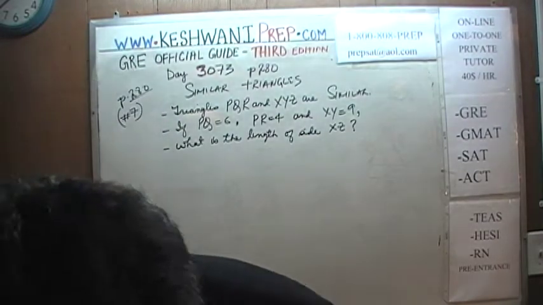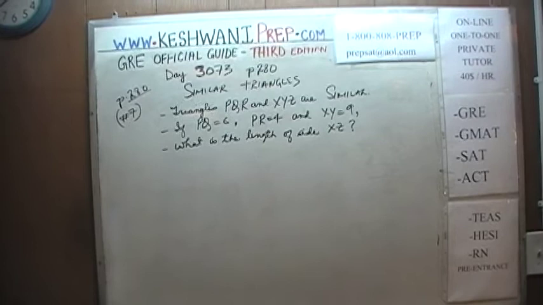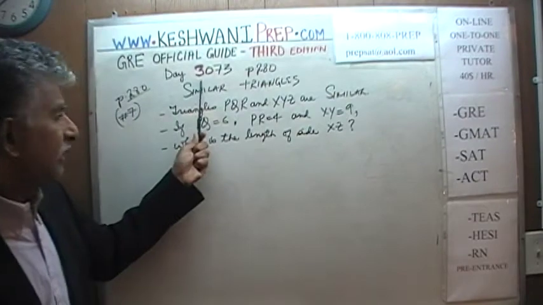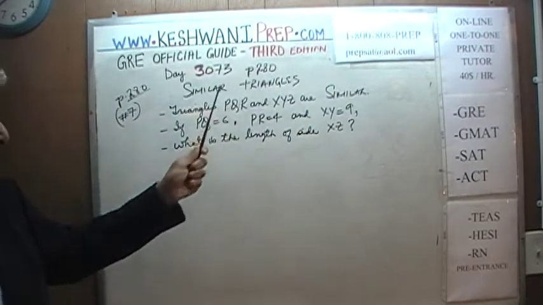3073. I have an error here in my notes. I'm just going to fix it before I forget it. 3073, that's much better. Okay, so the 3 is there to indicate that we are in the third edition, day 73, we are on page 280.